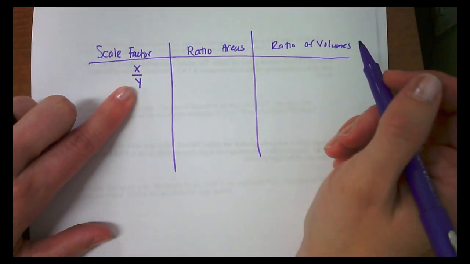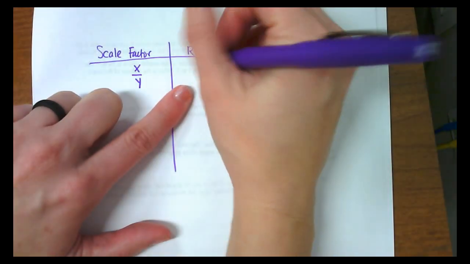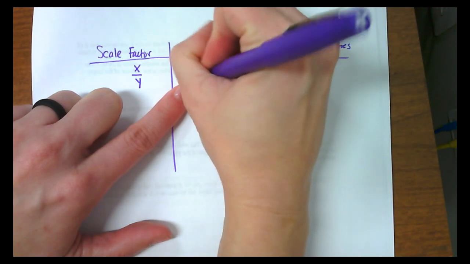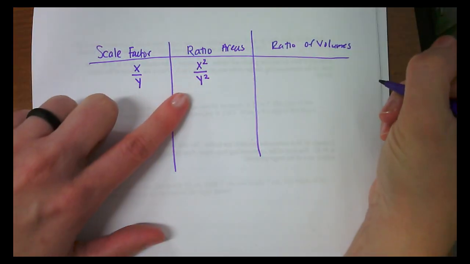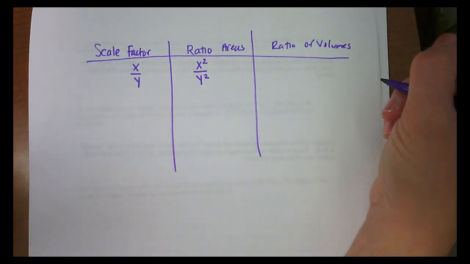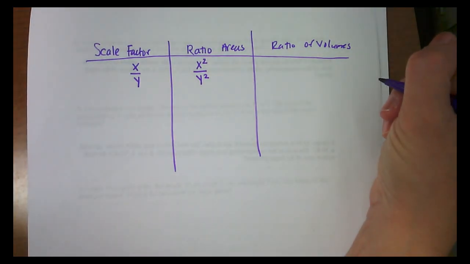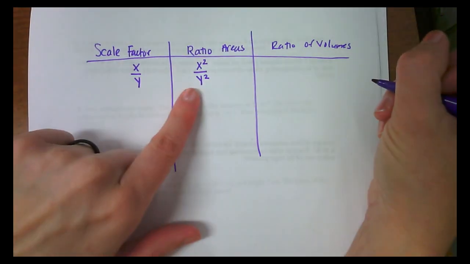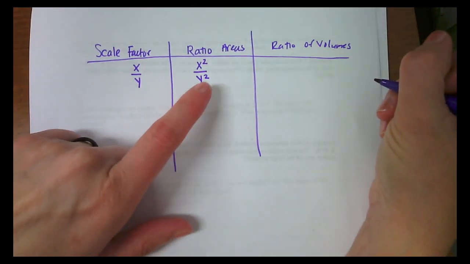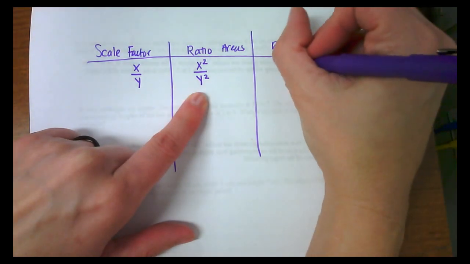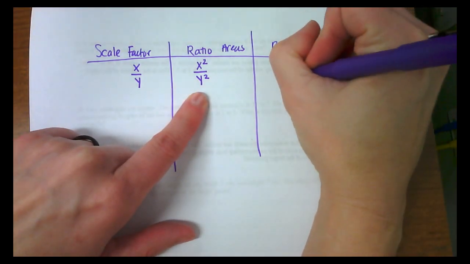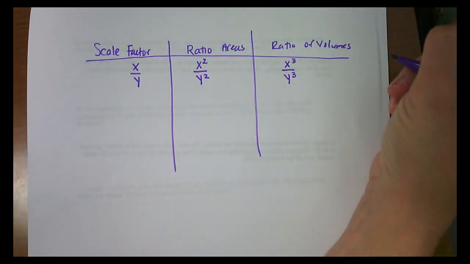So if I know the scale factor, in order to figure out the area ratio, I raise that scale factor to the second power. Remember, area is always in units squared, like square feet, square inches, square meters, those kind of things. So that's how you can remember area is squared. Volume, you take whatever your scale factor is and you raise it to the third power, or you cube it. Okay, remember, volume is always in like cubed inches, cubed feet, those kind of things.